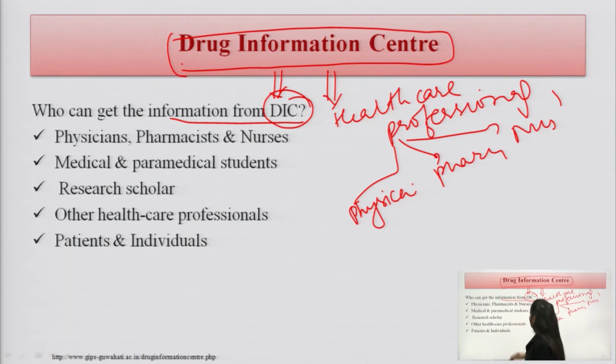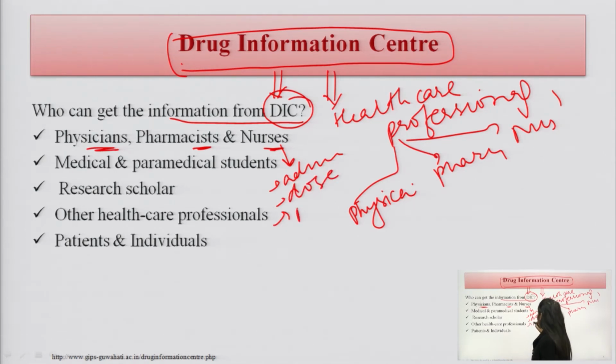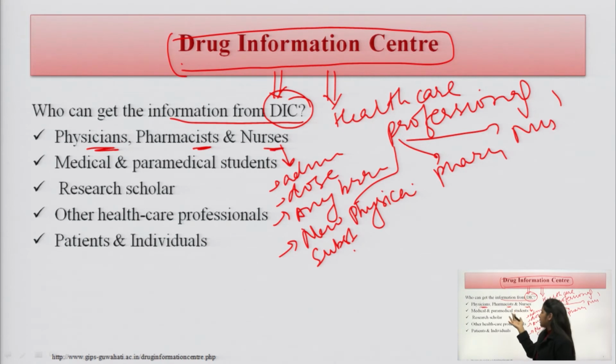But now there is also one question: who can take the information? Physicians can take the information, pharmacists can, and nurses can. Of course, if I talk about nurses, what information will they take? How to administer a drug, if there is any new drug, what is the dose of a particular drug, is there any new brand, or any new substitute. This type of information the nurses can take.